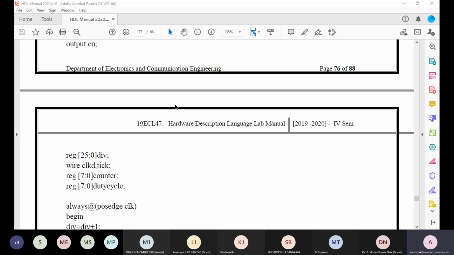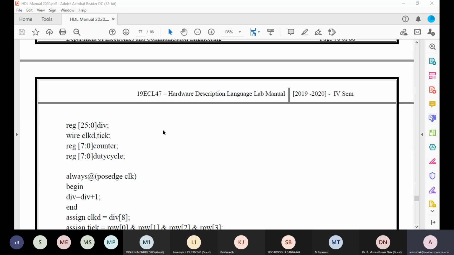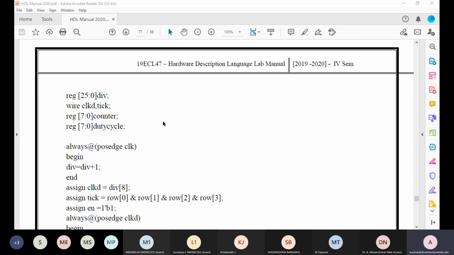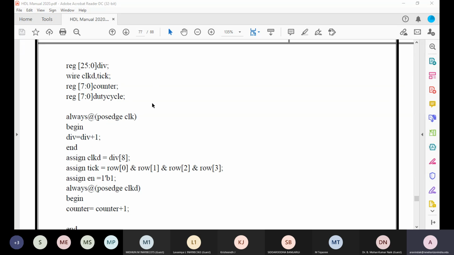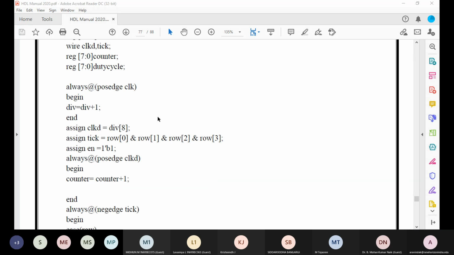As you know, we have declared the div as 26 bits. LSB is now 2 MHz. Remember, clock is 4 MHz. So the LSB of this variable div is 2 MHz. Now the next one is 1 MHz. The next one is 500 kHz. The next one is 250 kHz. That way it goes on.